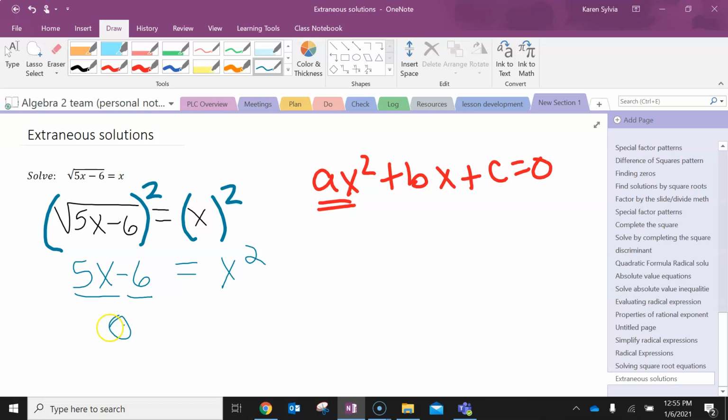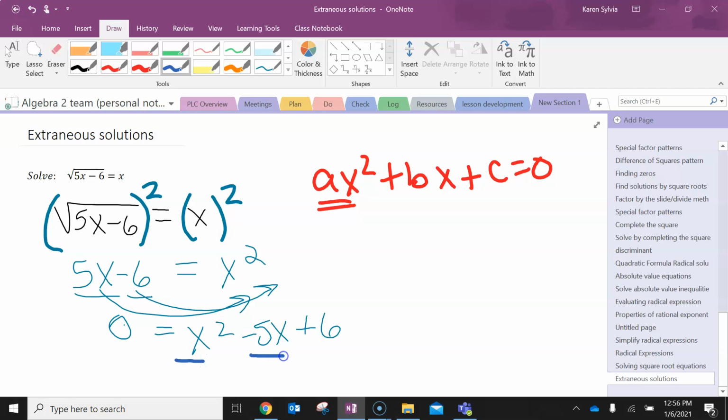So I'm going to end up with 0 equals, as the 5x moves, it becomes the opposite sign of negative 5x. As the negative 6 moves, it becomes the opposite sign, which is plus 6. So this is now in standard form where I have ax squared plus bx plus c. The equals 0 can be in the front or in the back. So here's my quadratic.